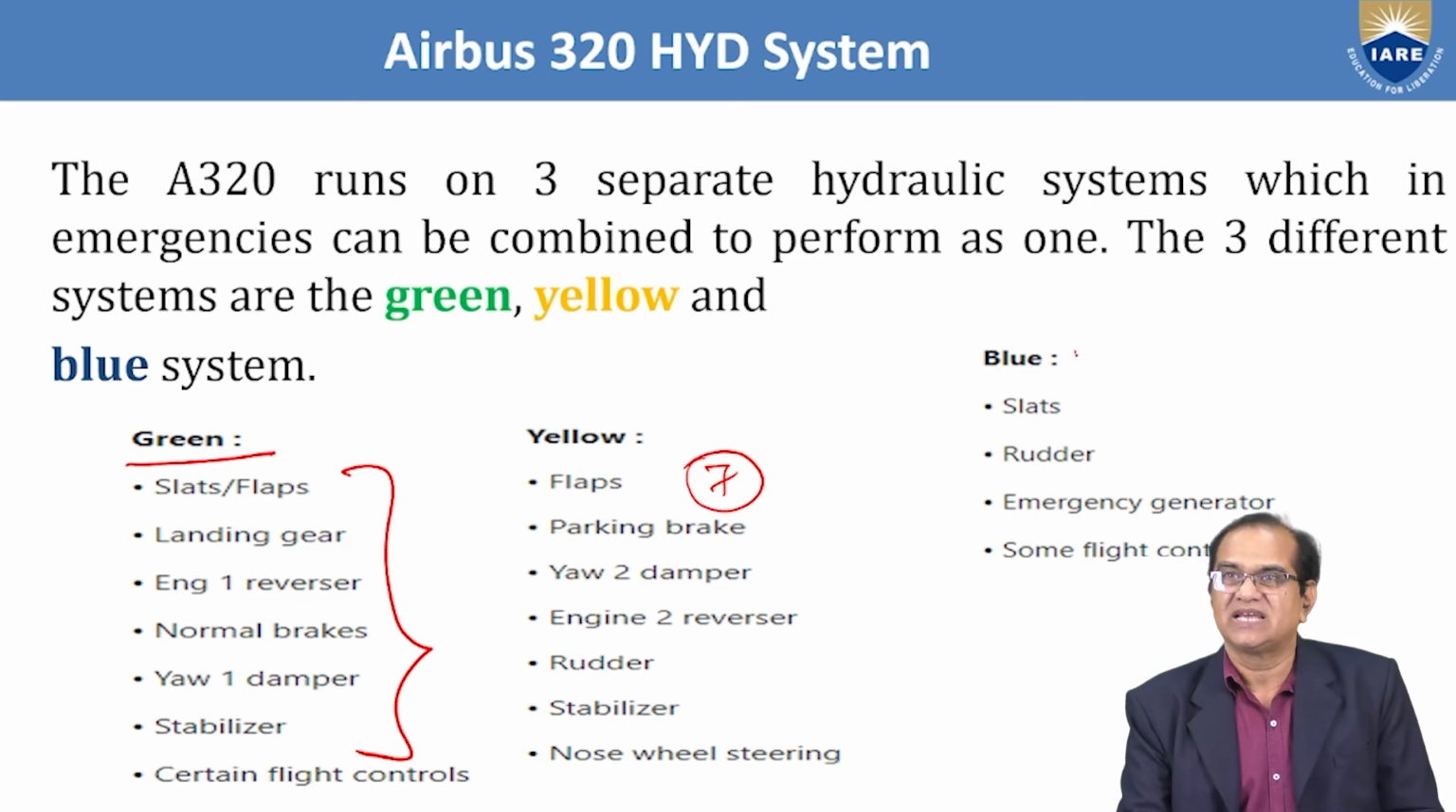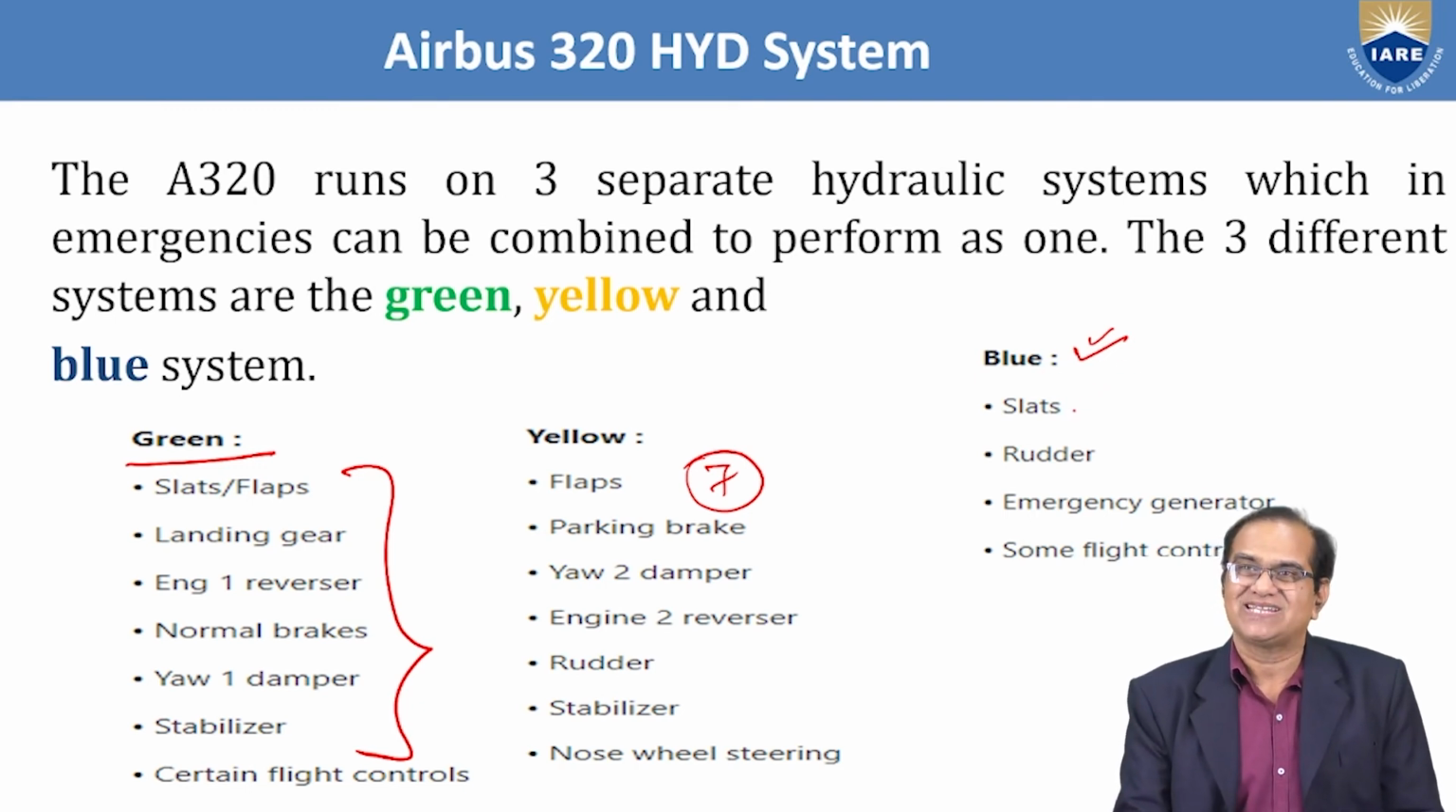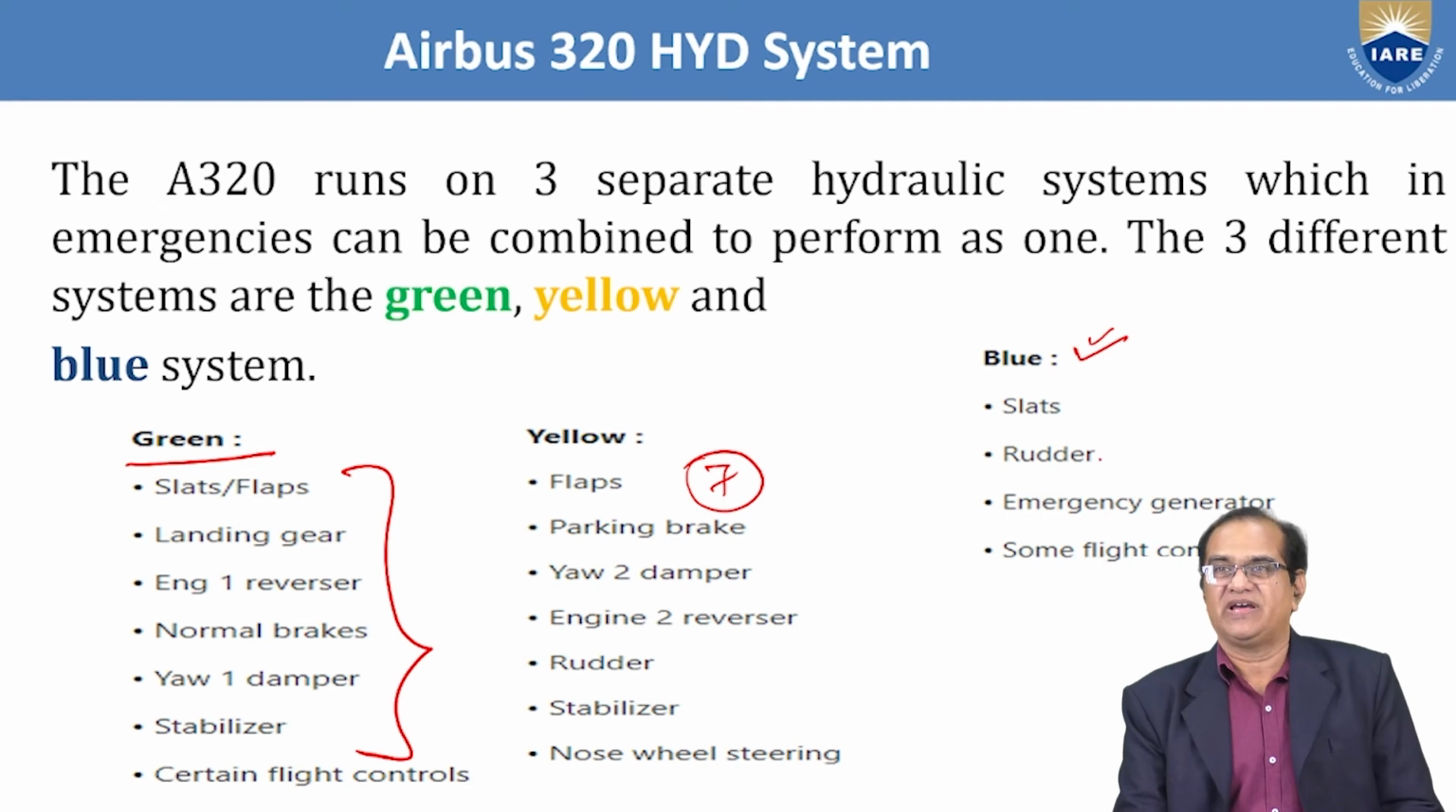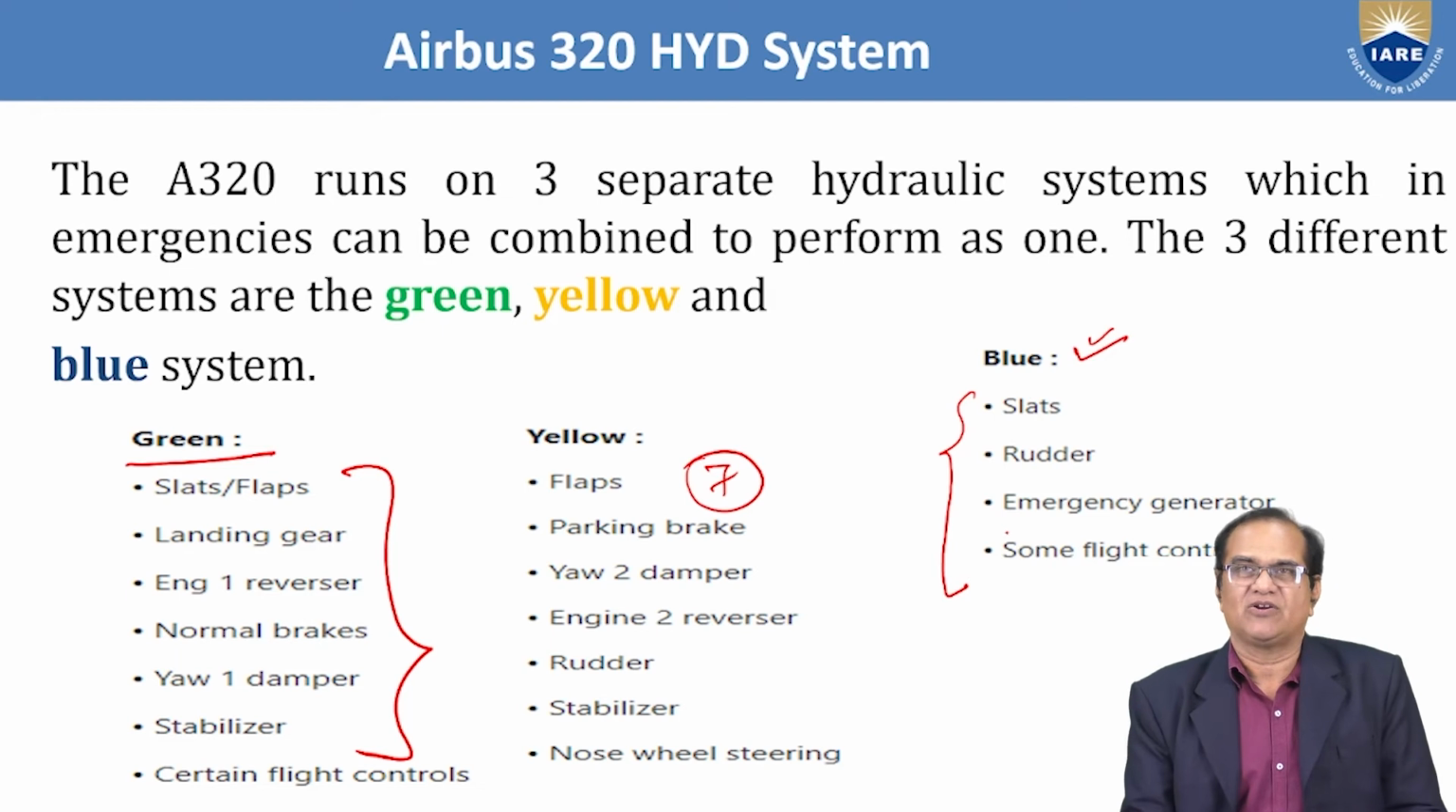This one is not in the before. We have just seen the yellow and the green, but the blue one is also used, and it is used for the slats, then rudder, emergency generator, and some flight controls. So these 4 things are used by the blue hydraulic system.